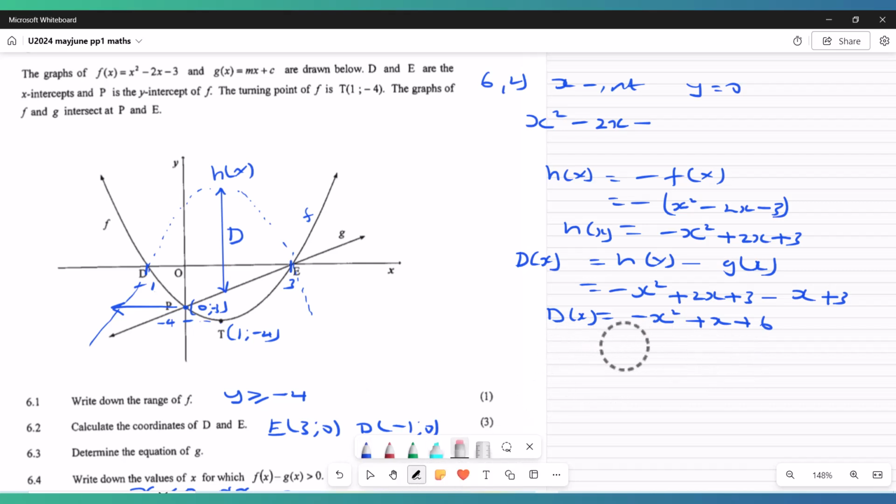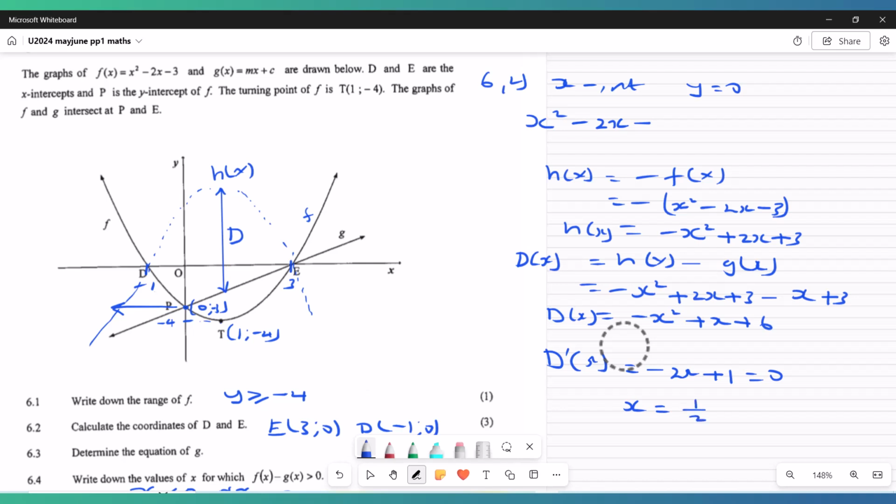So differentiate here. What do we get for this? Differentiate this. With respect to x, we're going to have d, giving us here negative 2x and then plus 1. But I must equate to 0, right? Okay, so I have my x as what?